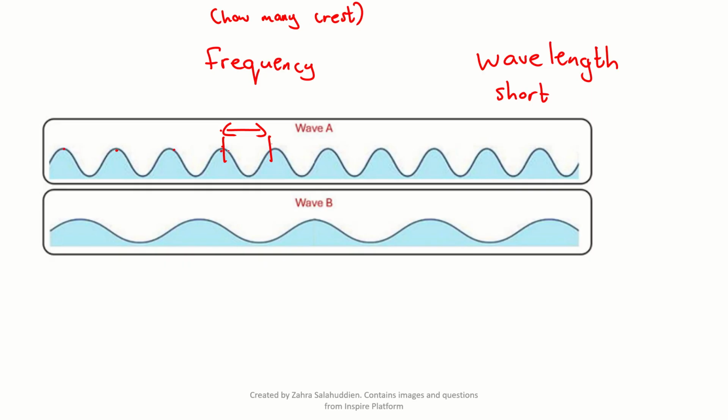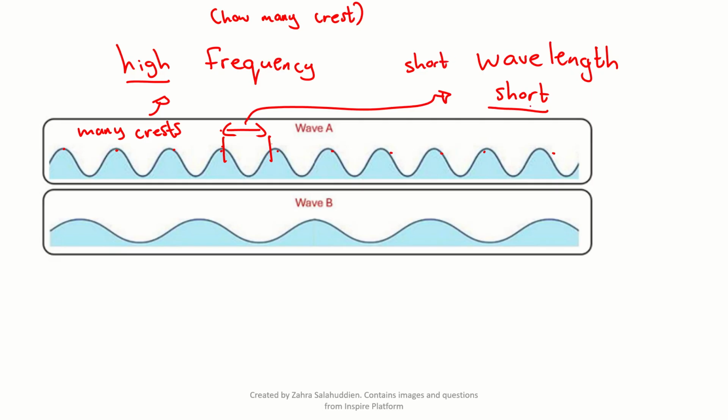1, 2, 3, 4, 5, 6, 7, 8, 9, 10. I have so many. I have a high frequency, right? High frequency because I have many crests. So therefore, I have a high frequency. My wavelength is very short. So I have a short wavelength. So over here, I can say that wave A has high frequency and short wavelength.